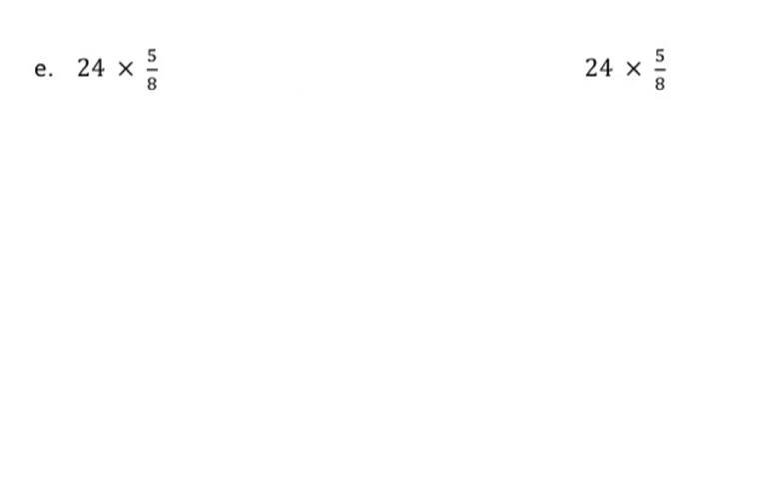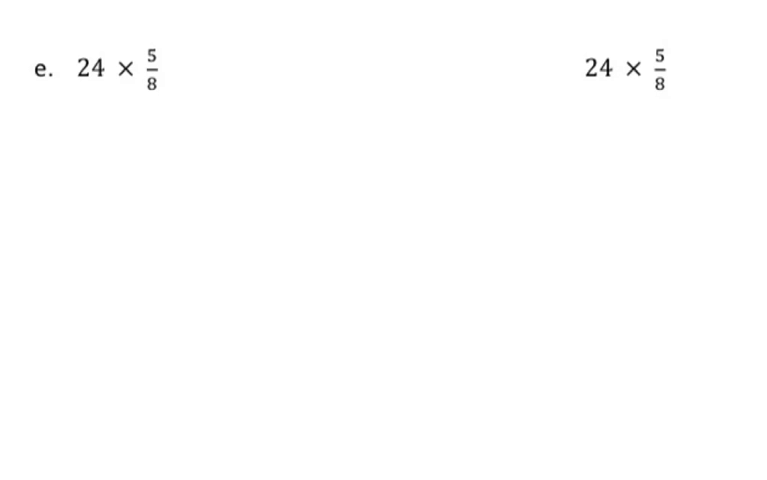So we're going to use the homework question 2E, and there's actually two parts for it. It says for number 2 to solve each problem in two different ways as modeled in the example. So we're going to start off with this first part, 24 times 5/8.